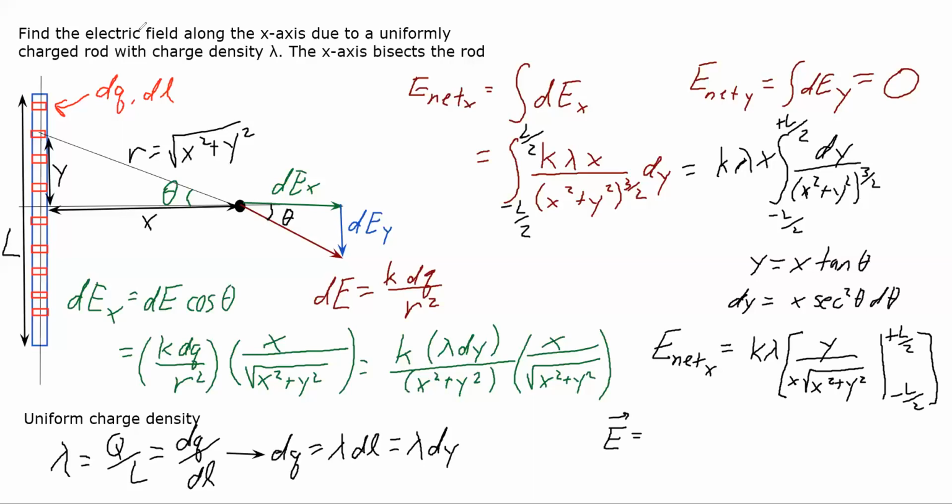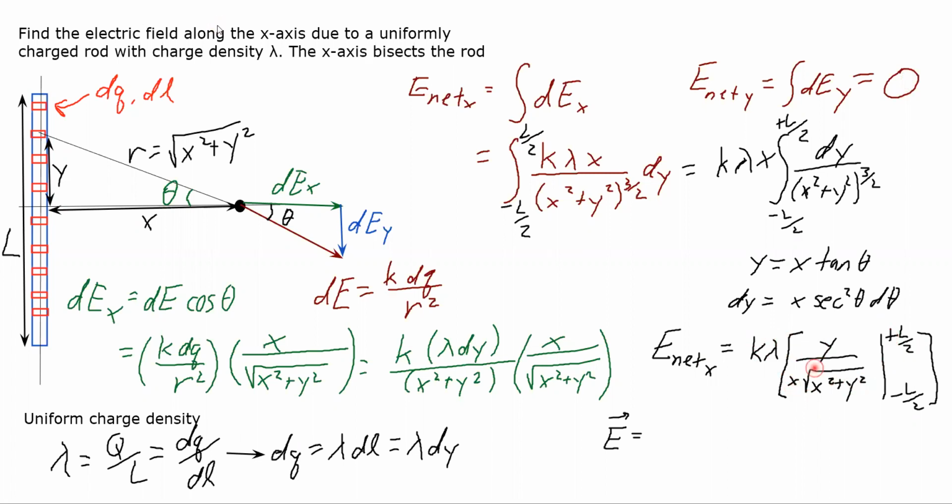Remember, this is our only electric field. We don't have a y component. Our y component was 0, right? So we had 0 y component. Everything here is our actual electric field. It's in our x direction, but it's what we actually have. This is the whole electric field from the rod.